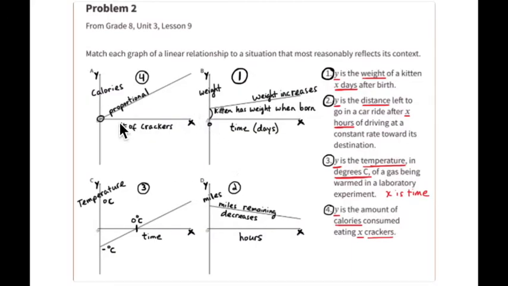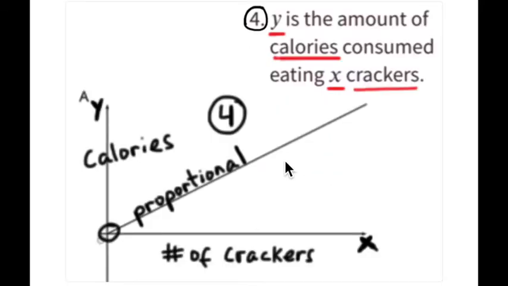And finally, story 4 has to match graph A, and it makes sense. If you haven't eaten any crackers, have you consumed any calories? The answer to that is you have not. So 0 number of crackers means that there's 0 number of calories. And this is a proportional relationship. It goes through the origin, 0, 0. If you double the number of crackers, then you double the number of calories. If you have 3 times the number of crackers, then you have 3 times the number of calories. So y is the amount of calories consumed eating x number of crackers.